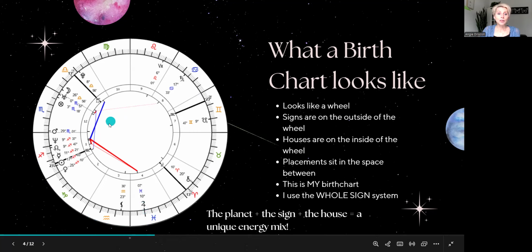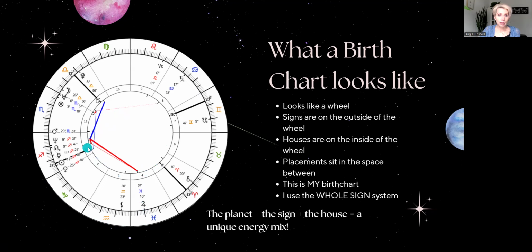On the inside of the wheel, you see numbers, okay? 1, 2, 3, and they go all the way around to 12. The numbers represent the houses. In between the sign and the house is where your actual placements sit. So this is where we see all of these symbols that represent our placements, our sun, our moon, our Mercury, our Venus, all of that stuff sits in this in-between space.